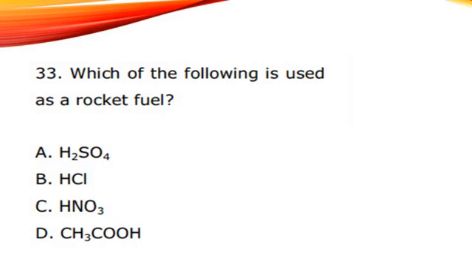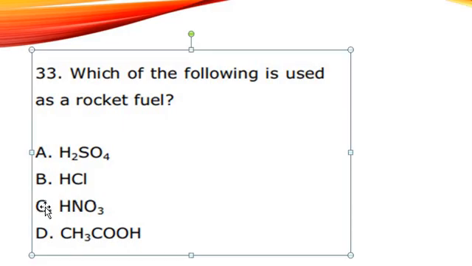The next question is, which of the following is used as a rocket fuel? You have A, H2SO4, B, HCl, C, HNO3, and D, CH3COOH. The answer to this question is HNO3, and that's because there's a particular red fuming nitric acid, also called RFNA, which has HNO3 as 4% of its composition. Therefore, you can say that HNO3 is often used as a rocket fuel.